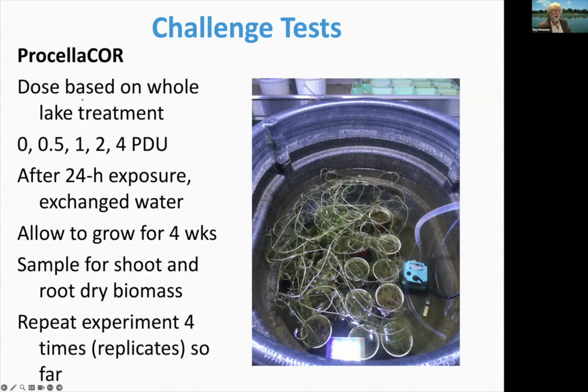For Procellocor, another auxin-mimic, we use the dose based on whole lake treatment. Procellocor's dosing is a little strange, but these are the PDUs we have here. Probably the standard dose would be 2 PDUs for a whole lake treatment of that. And then after, in this case, a 24-hour exposure, we exchange the water. With Procellocor, we could go back and look at a much shorter exposure. That's typically what would be thought important, but we were being conservative here and exposing it for a full 24 hours before we eliminated the herbicide. And then again, we allowed them to grow for 4 weeks and then sampled for biomass. And we've got 4 replicates of Procellocor also.